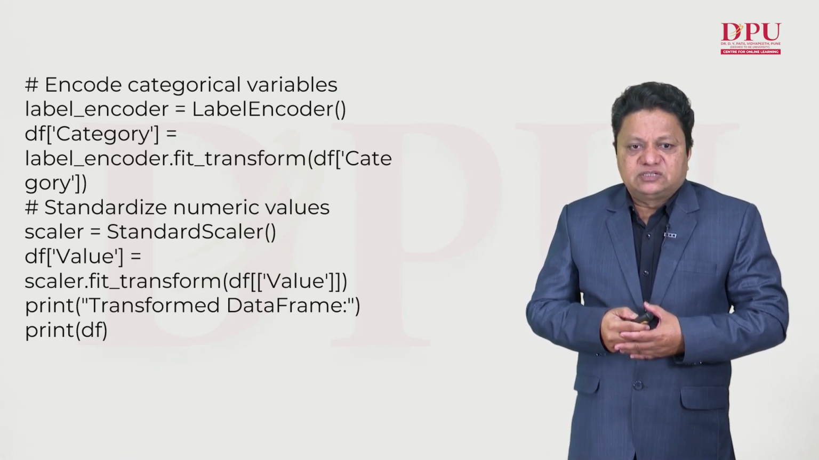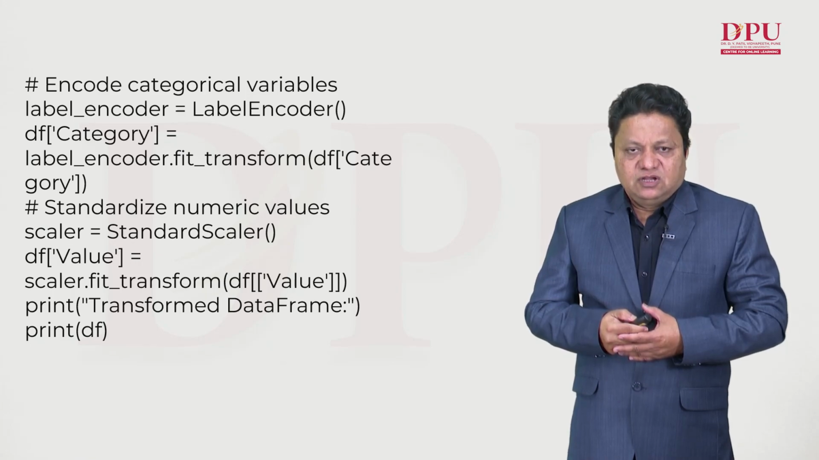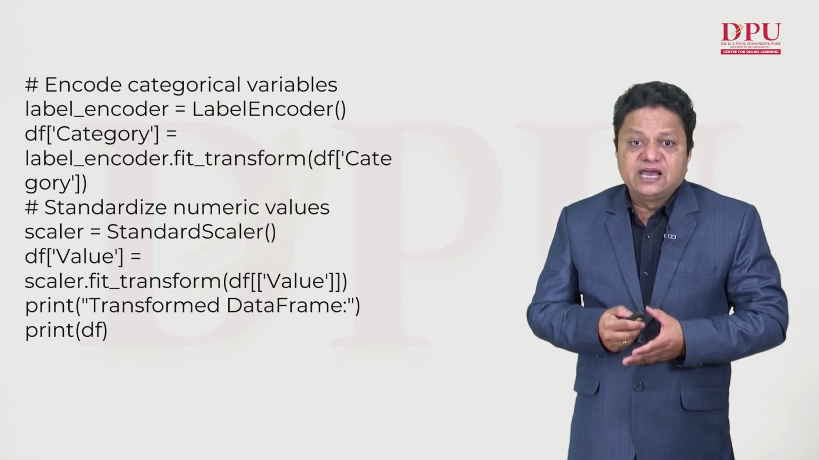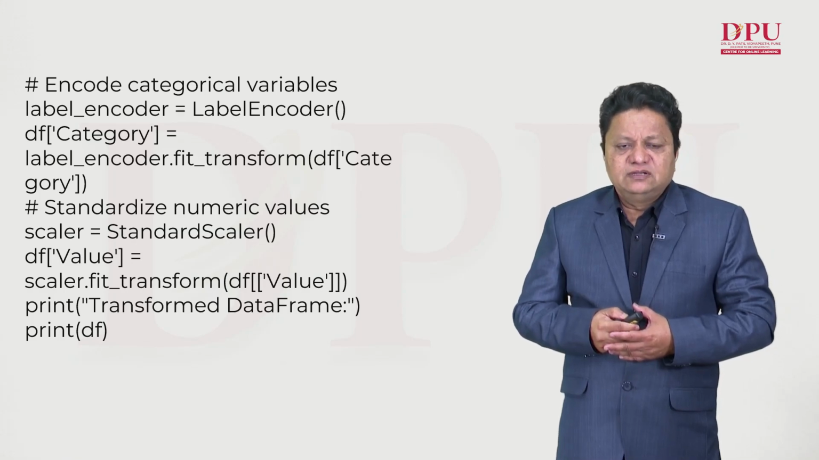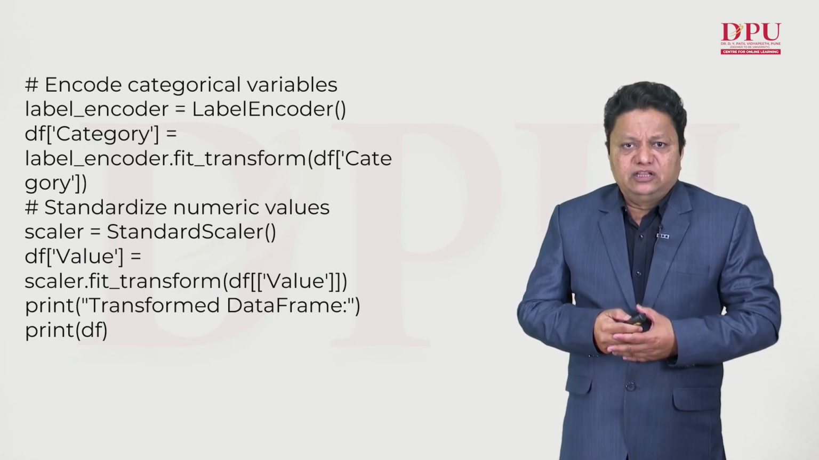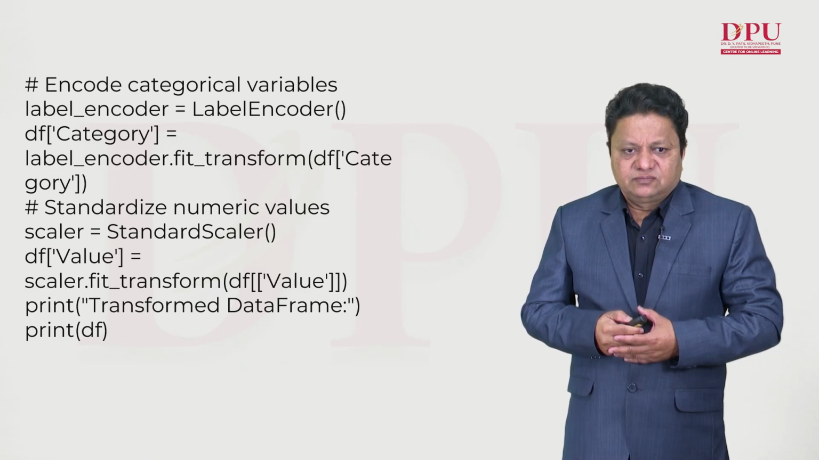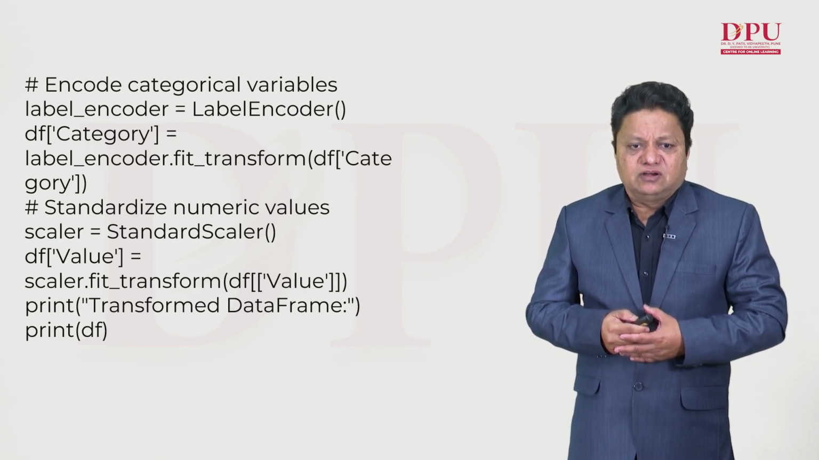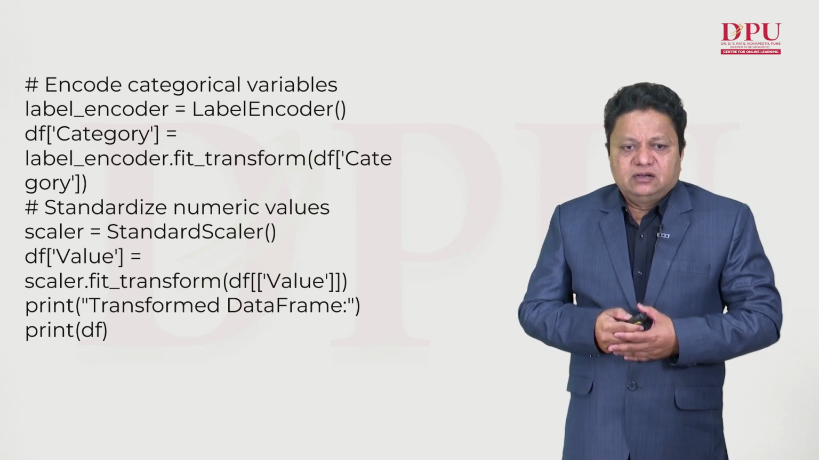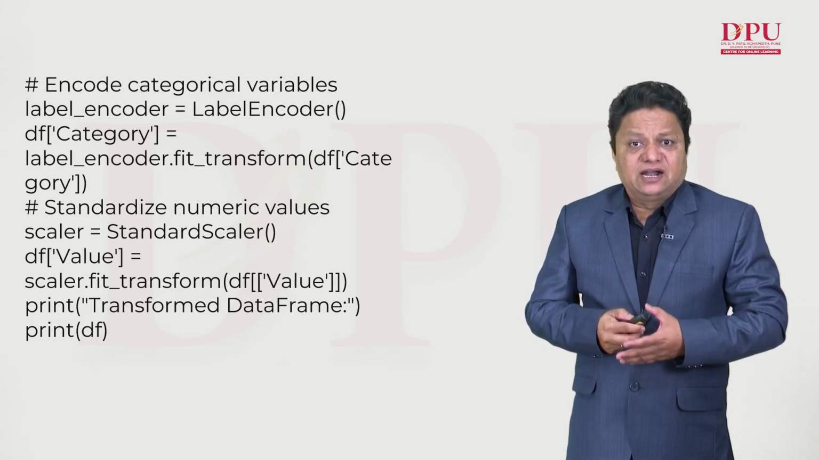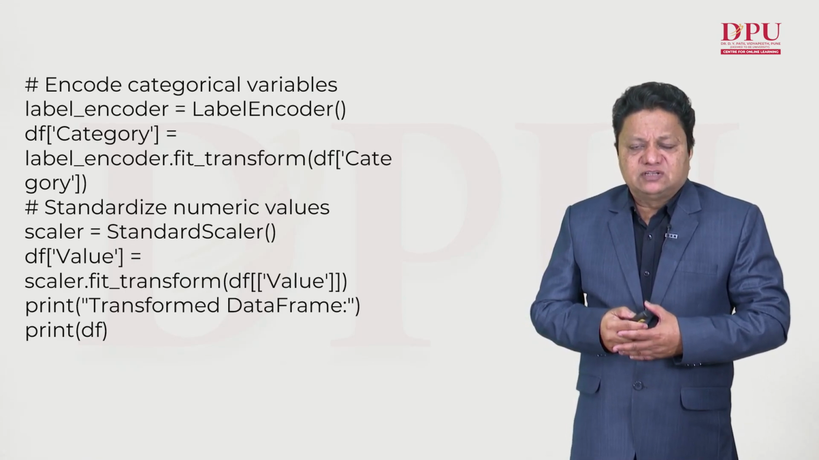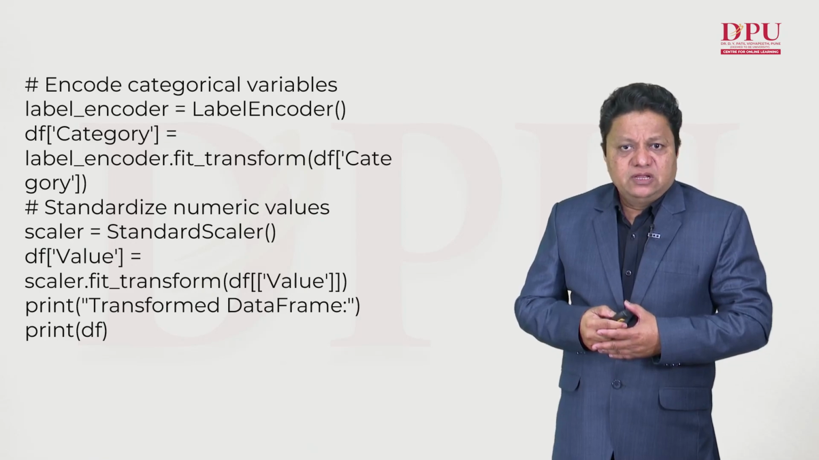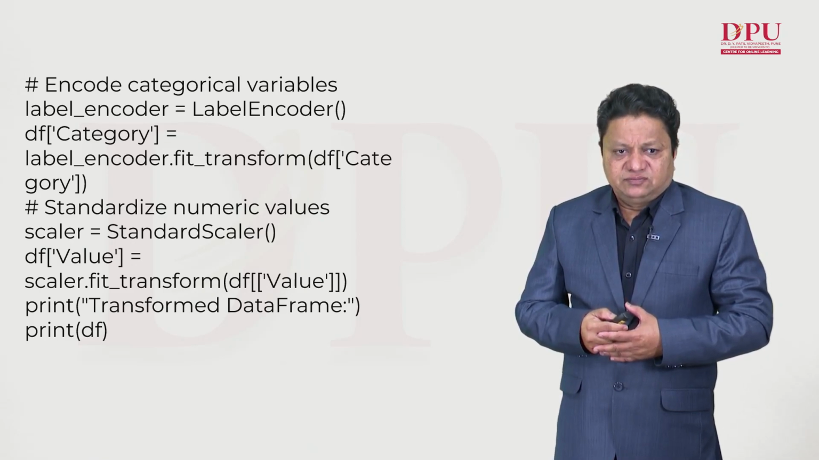Second way, to standardize the numerical values. How to standardize the numerical values? For example, scaler is equal to StandardScaler(). Again here I am creating the instance of StandardScaler by calling the function StandardScaler. So now using the instance of the StandardScaler, I can standardize the numerical values. Standardizing the numerical values is very important, so that you are able to analyze the data correctly.